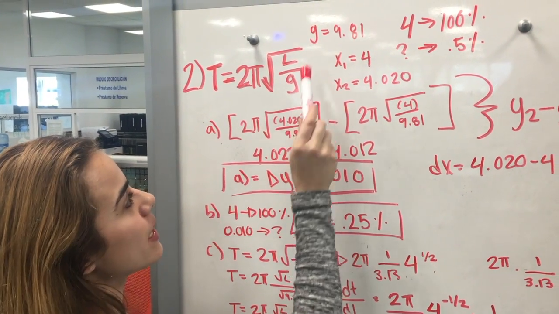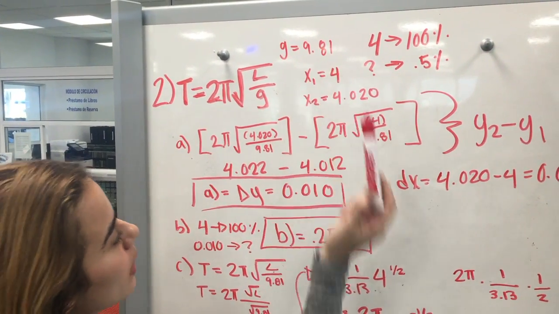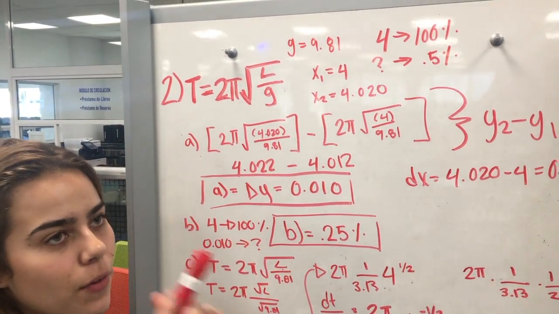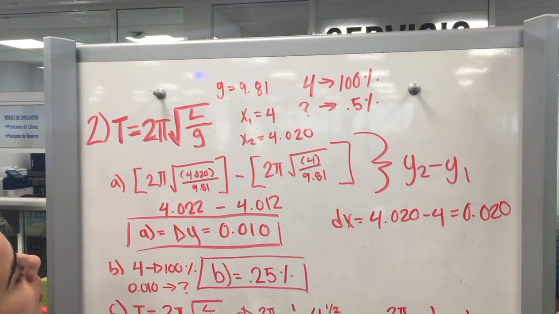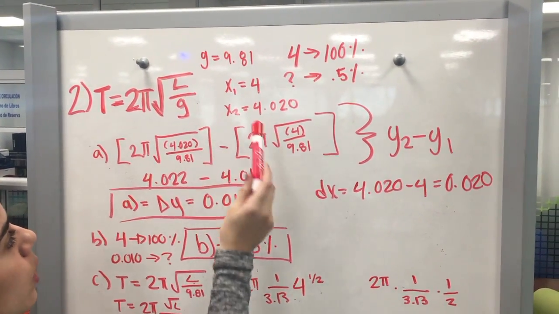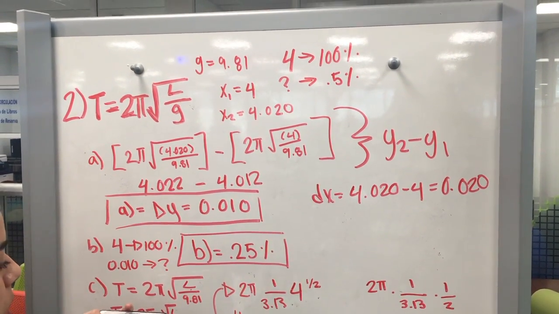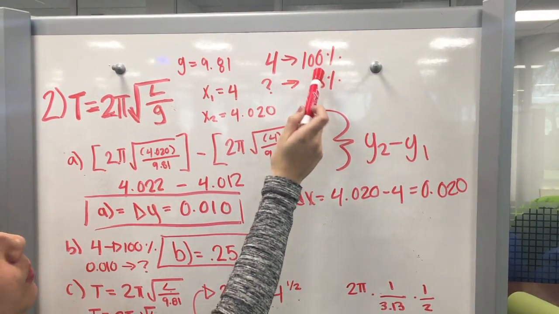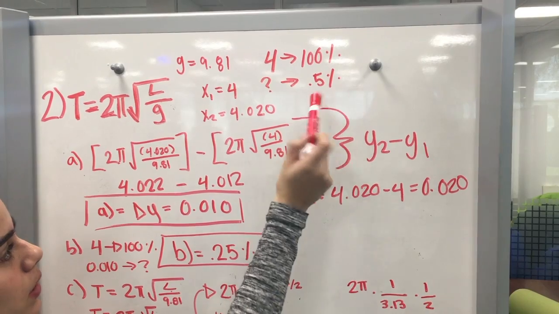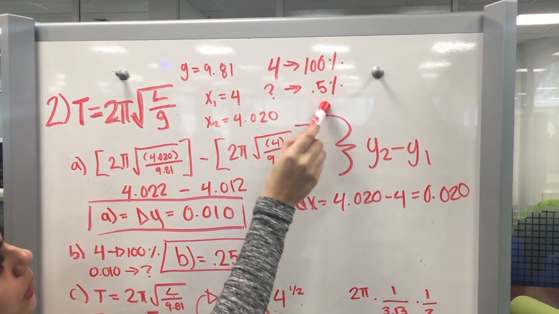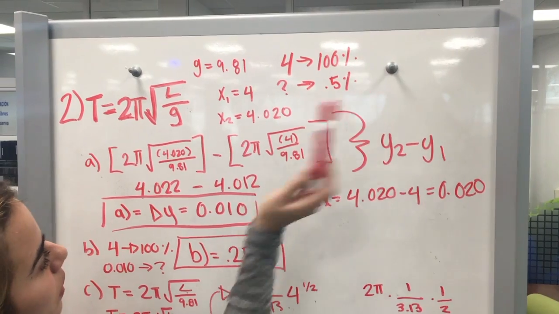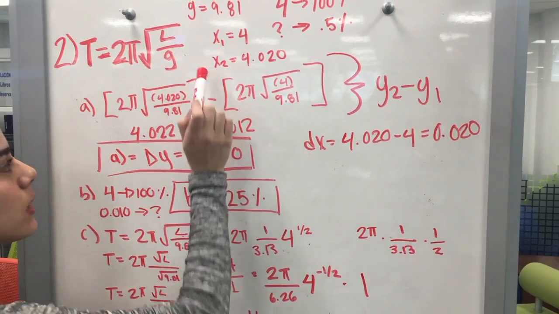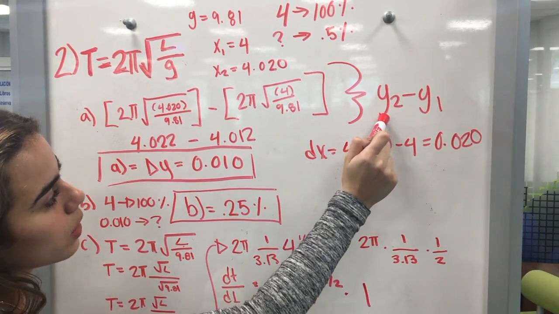Formula, we know that g, the acceleration of gravity, is equal to 9.81, and we also know that the length is increased by 0.5%. So first, we need to get our x1 and x2. We know our x1 because it's our original length, and if we know that 4 is equal to 100%, and we want to know what is 0.5%, we need to multiply 0.5 times 4 divided by 100, so we got 4.020.